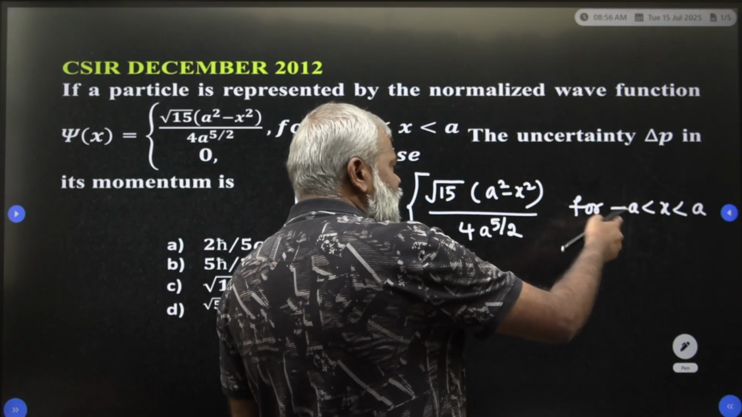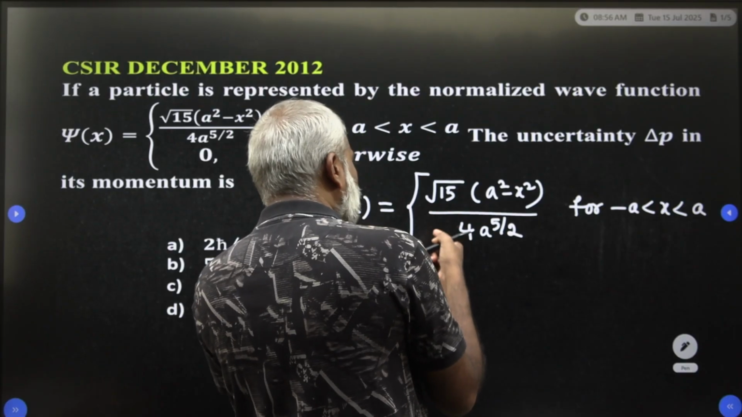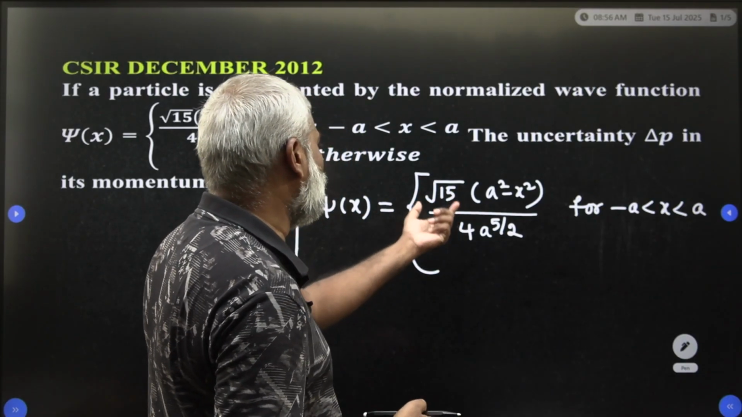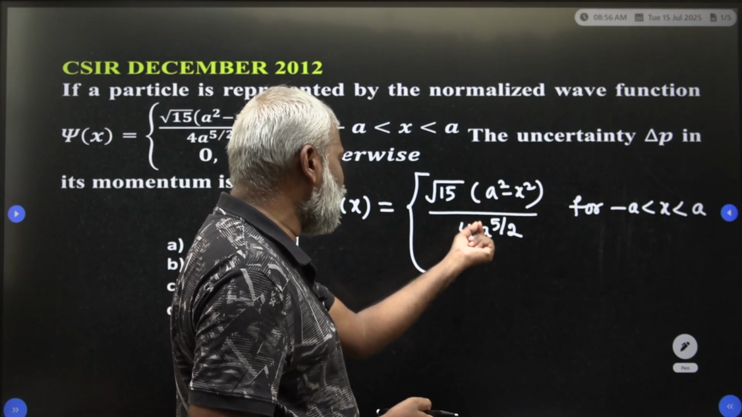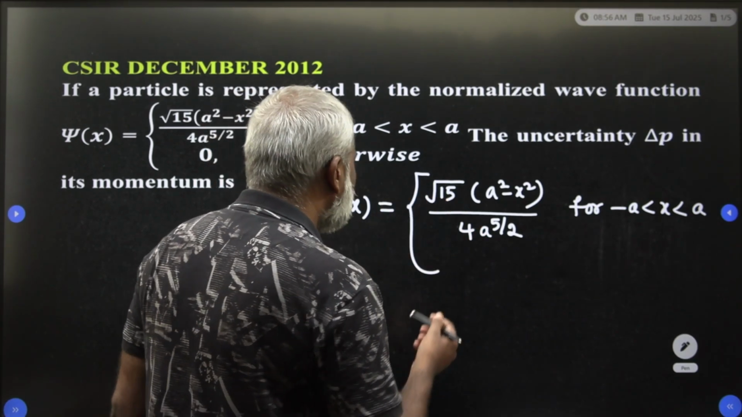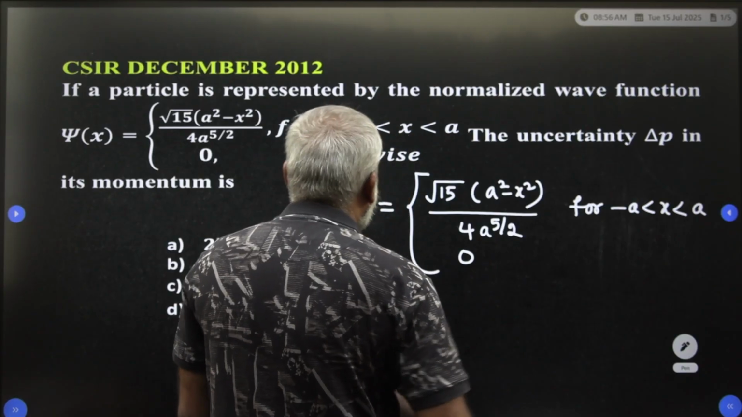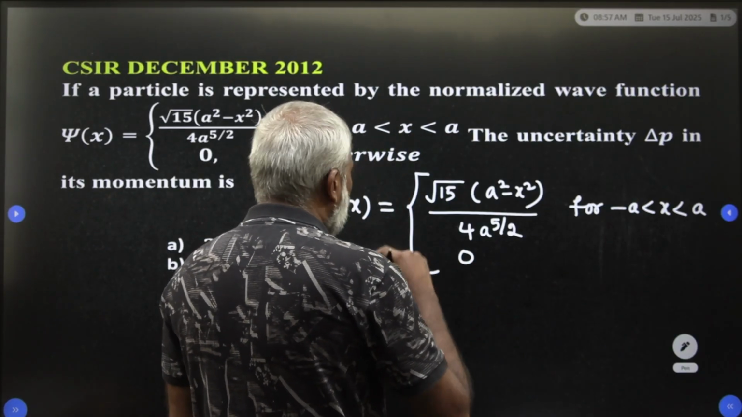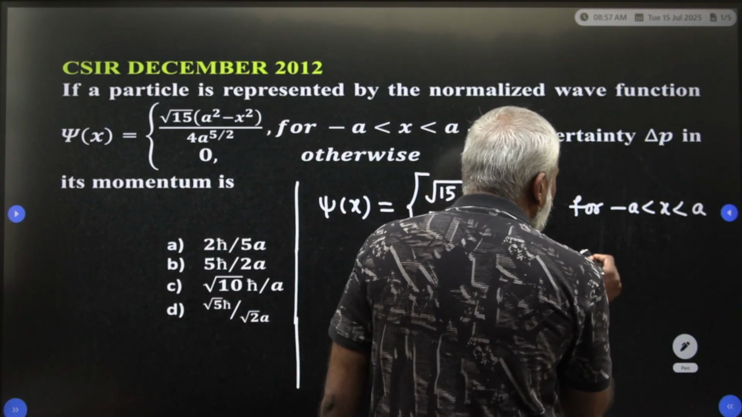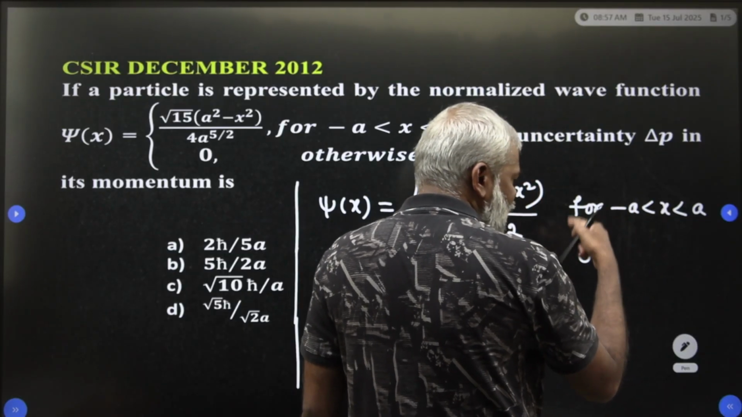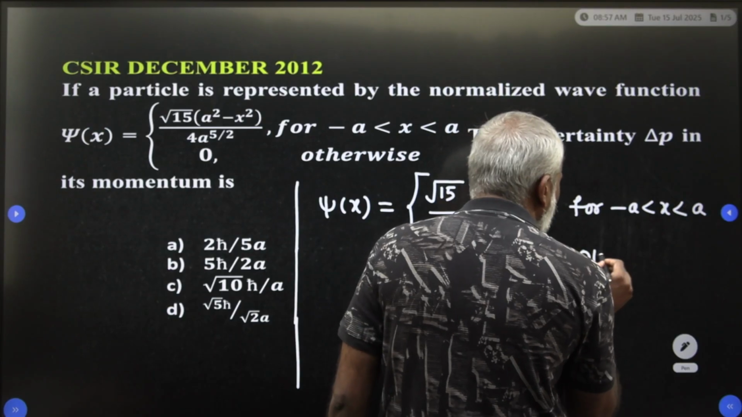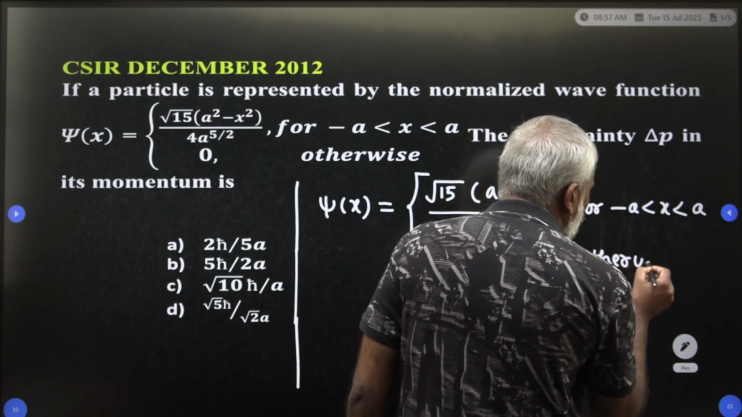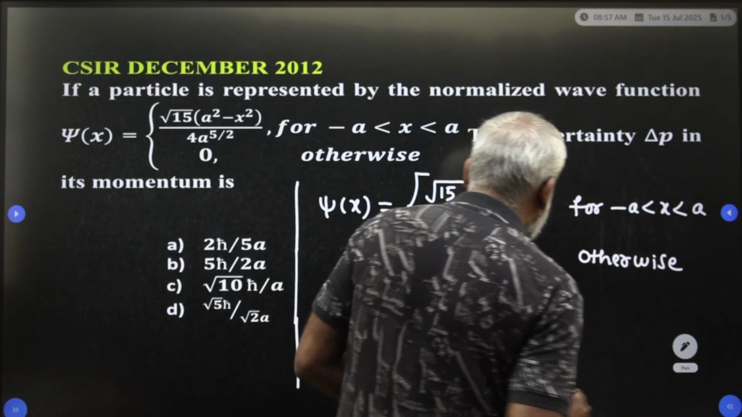So under minus a to plus a, that wave function exists: root 15 into a square minus x square divided by 4 a to the power of 5 by 2. Otherwise you have to take it as 0, meaning less than minus a or greater than plus a, you get 0.